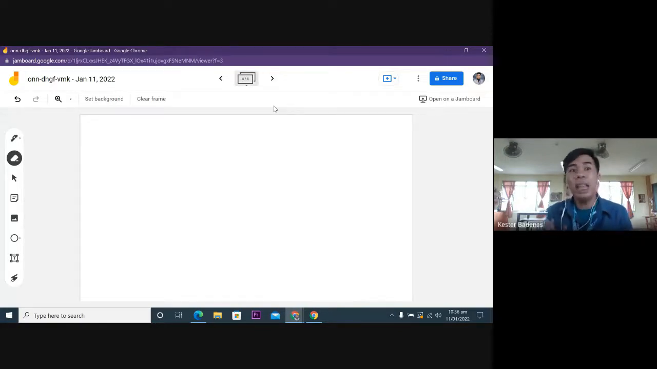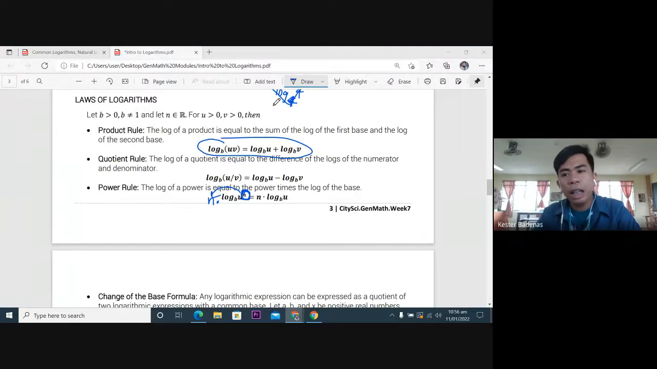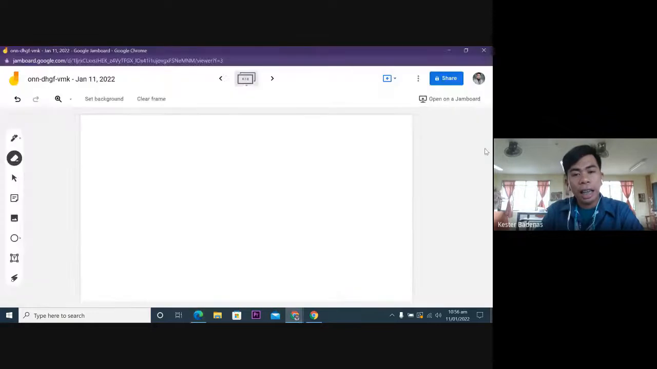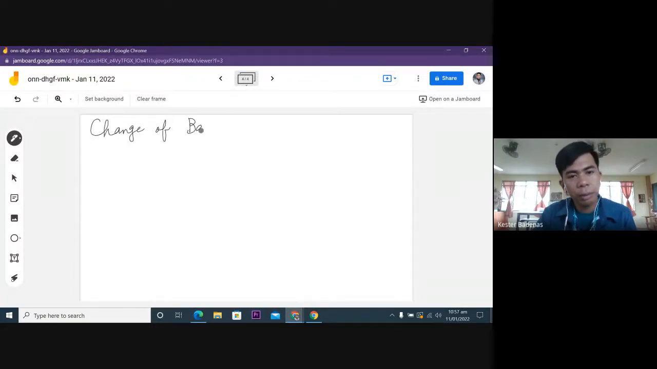Ngayon, paano siya magiging mahirap? Magiging mahirap lang siya pag pinagsama-sama na yung tatlong laws na yon. So we have product rule, quotient rule, and power rule. Pero mamaya na, doon muna tayo sa change of base. If we have change of base formula, ito medyo madali lang to class. Sa change of base muna tayo bago natin pagsama-samahin. Change of base theorem or change of base formula.